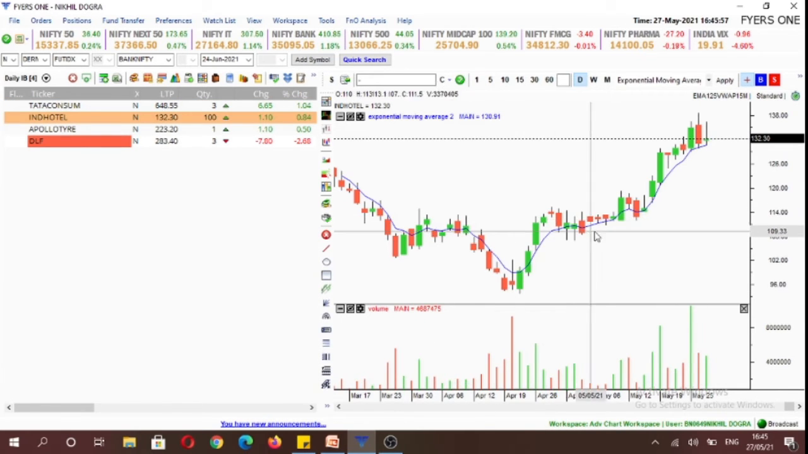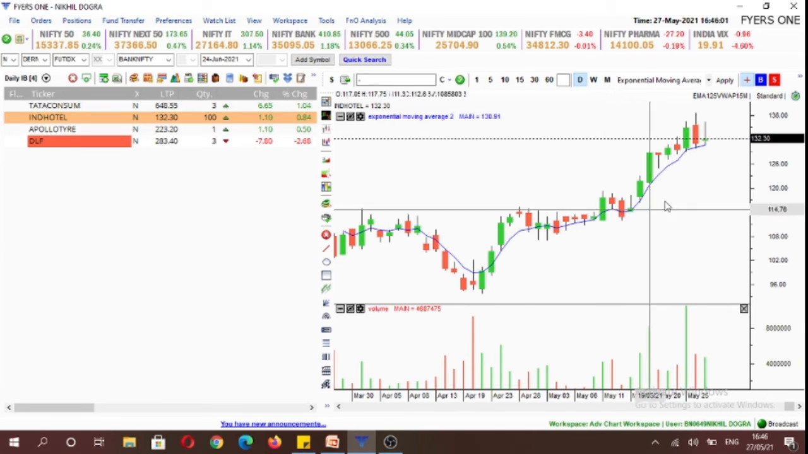Second stock is Indian Hotels. It is again above its 5 day exponential moving average. So above 136.7, we'll look for buying opportunities with normal size, and below 130.65 levels, we'll look for selling opportunity with half our normal size.